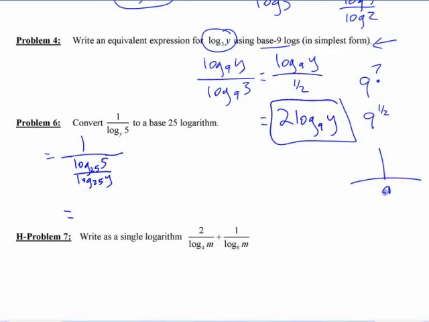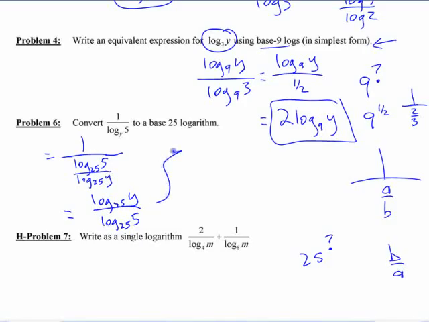If you have 1 over a over b, what's that the same as? B over a, right? It's just the reciprocal. 1 over 2/3 is like 3/2. So you could write that as log base 25 of y over log base 25 of 5. It's kind of similar to the previous one, right? 25 to what power gives you 5? What's the log base 25 of 5? It's a half, right? So you've got log base 25 of y over a half. So it's 2 log base 25 of y.